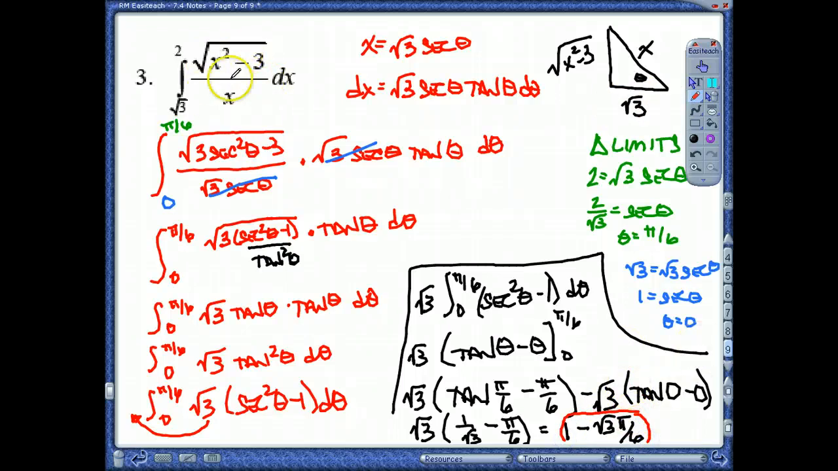So you're looking to see, can I do a u substitution? Can I do an inverse trig function? If you've got too much or too little, or your radicals are in the wrong spot, you're going to think trigonometric substitution.